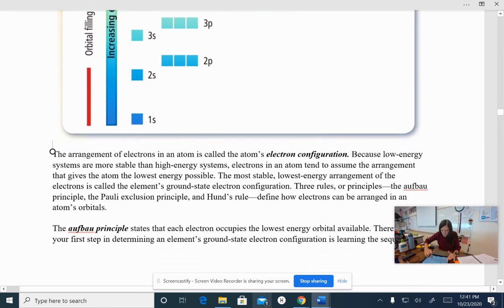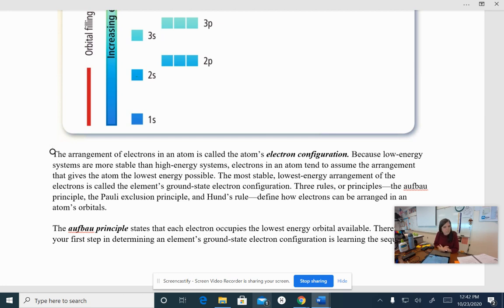Okay? So the arrangement of electrons in an atom is called the atom's electron configuration. Because low energy systems are more stable than high energy, we are always going to keep things as low energy as possible. Electrons in atoms tend to assume the arrangement that gives them the lowest energy possible. The most stable, lowest energy arrangement of the electron is called the ground state configuration.